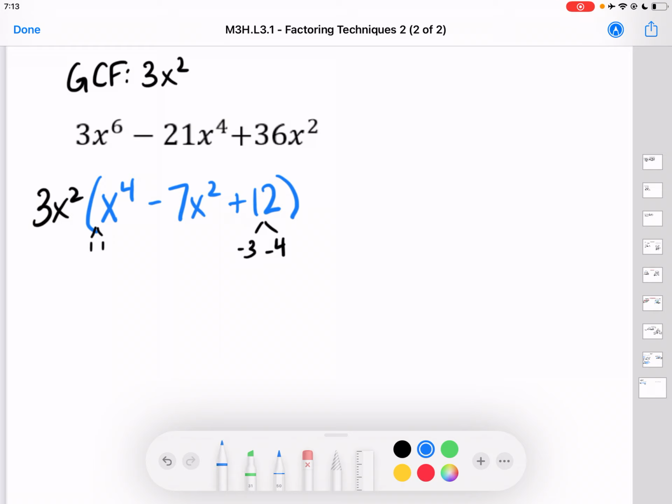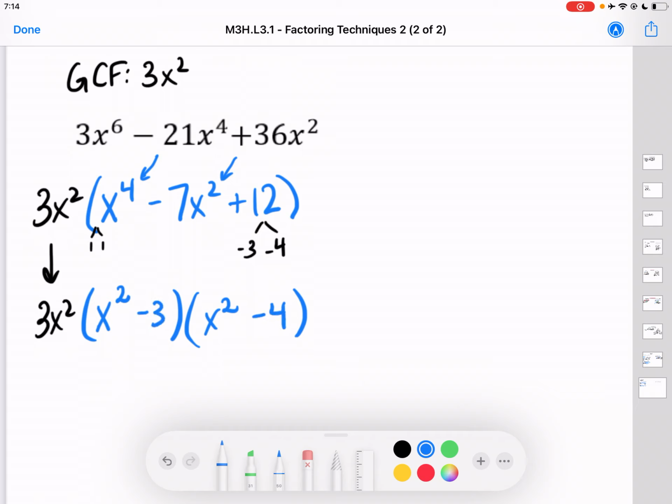So they're the same sign. So we've got 3x squared because our greatest common factor. And then remember, this is quadratic form because it's twice as big as the middle one. So you're going to split that in half. So x squared and x squared. So we're splitting the 4 in half to get our new exponent. And then one of them should be -3, one should be -4.